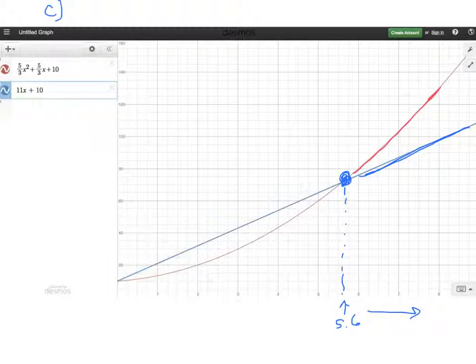If you're interested and you want to know what the oxygen consumption is right at the 5.6 mark, we simply need to plug that into either one of the functions to get the y value. It's going to be a little over 70, it looks like, in this range here. But you can just plug 5.6 into either function to get that value.